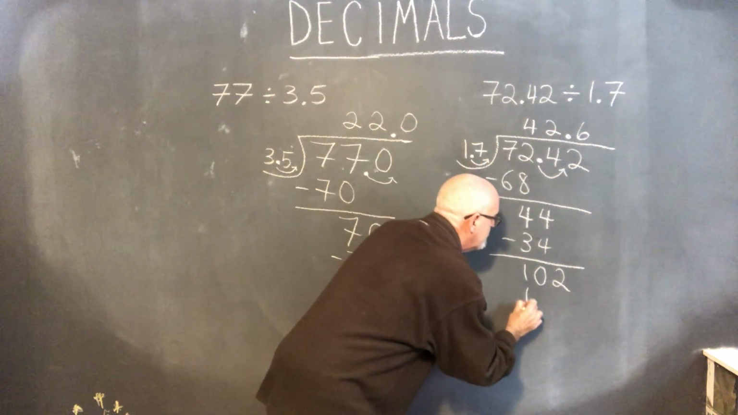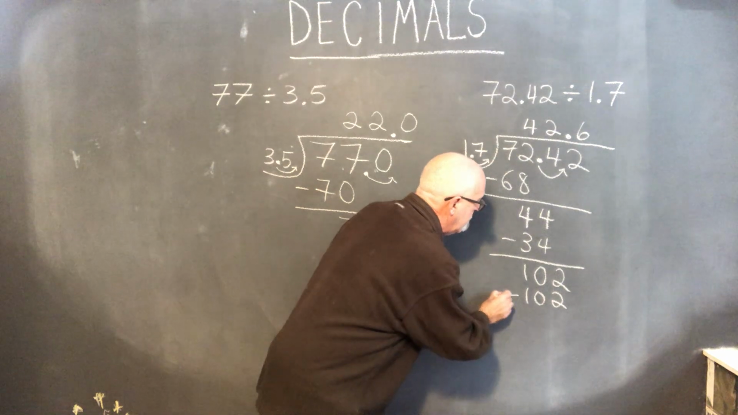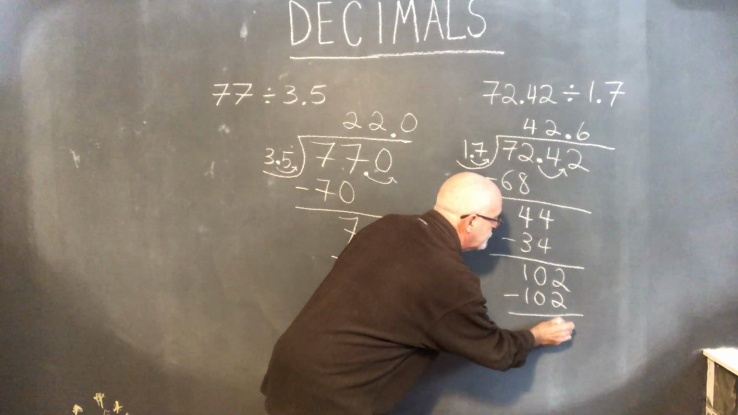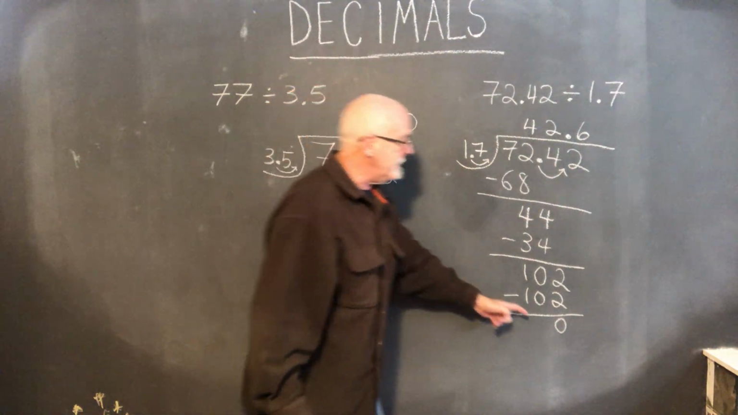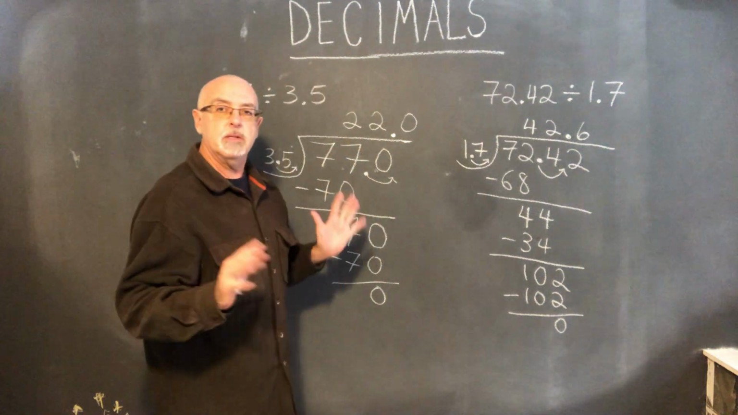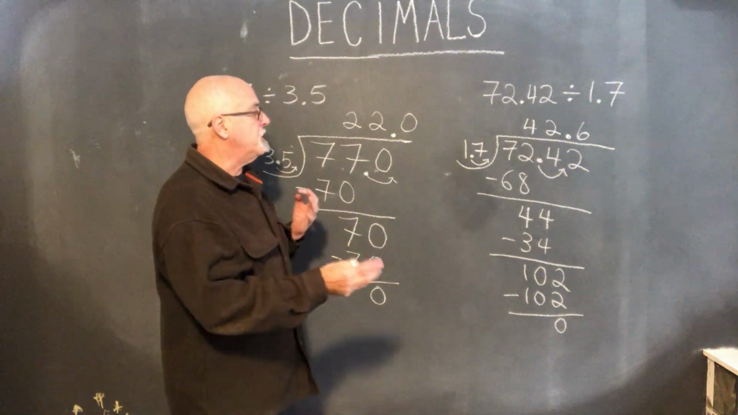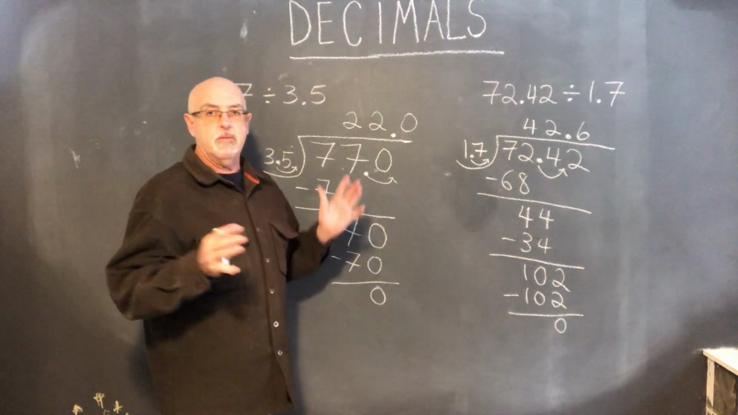6 times 17 is 102. Even though I know I'm finished, I still want to show what I'm doing and show the subtraction and get 0. My answer is 42.6. So this one didn't keep on going on forever, and we got a nice clean answer. 42.6 is a clean answer when you are dividing with decimals. This is pretty good, and of course this is just a review.